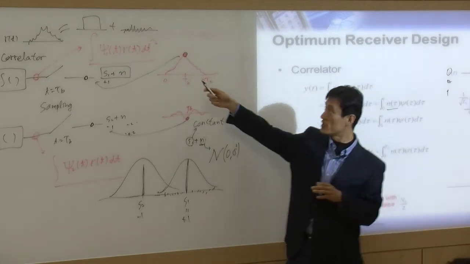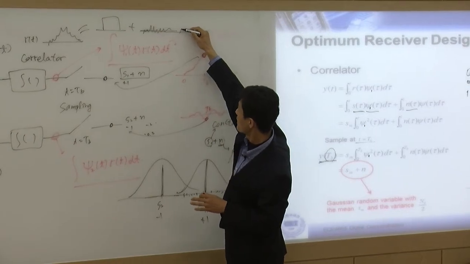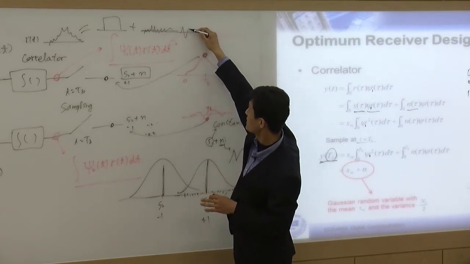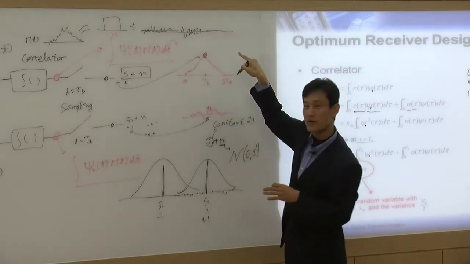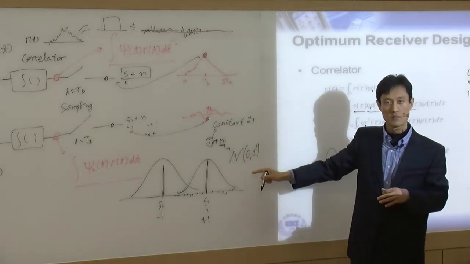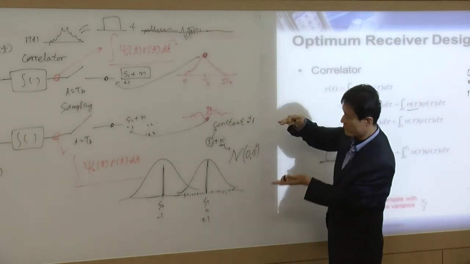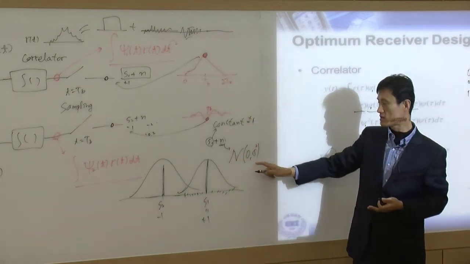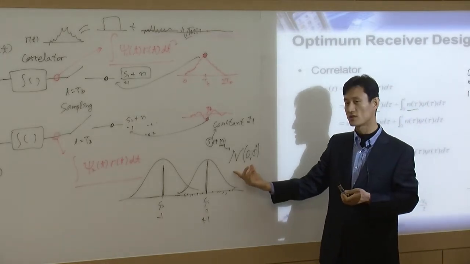The average is always 0. Sometimes it goes up, positive, negative, positive, negative, but when you average it out, that's going to be 0. The mean is 0. But we have a variance going up and down. We have a variance, how much we vary. That's sigma square. That's the statistics of our noise.